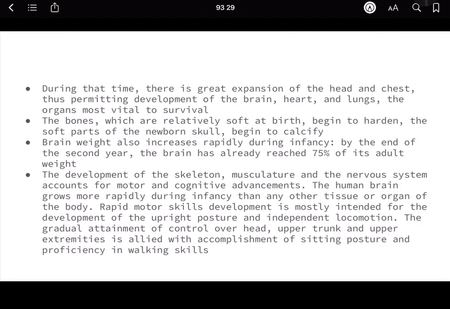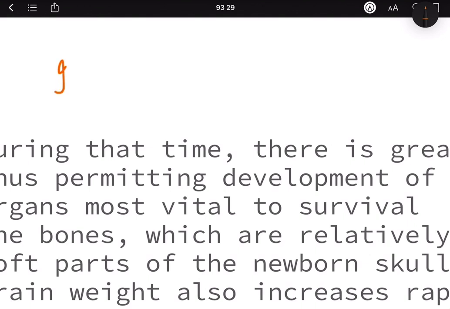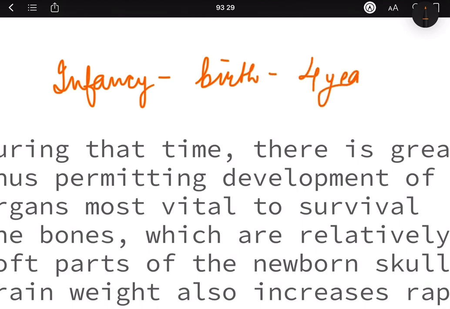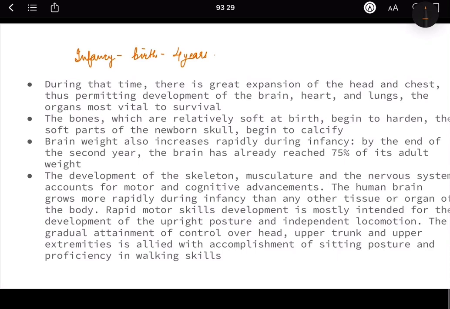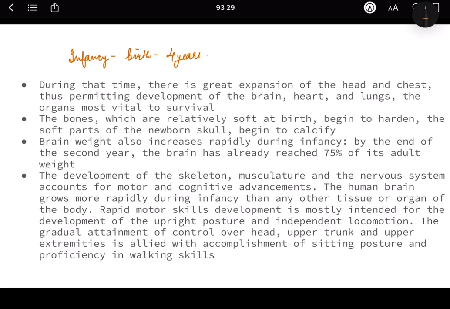So now अभी हम क्या बात करें? Basically we are talking about the time of infancy, when the baby is an infant. So this is from birth to around 4 years. So do not forget this. During this time there is a great expansion of the head and chest, thus permitting development of the brain, heart, lungs, organs most vital to survival.